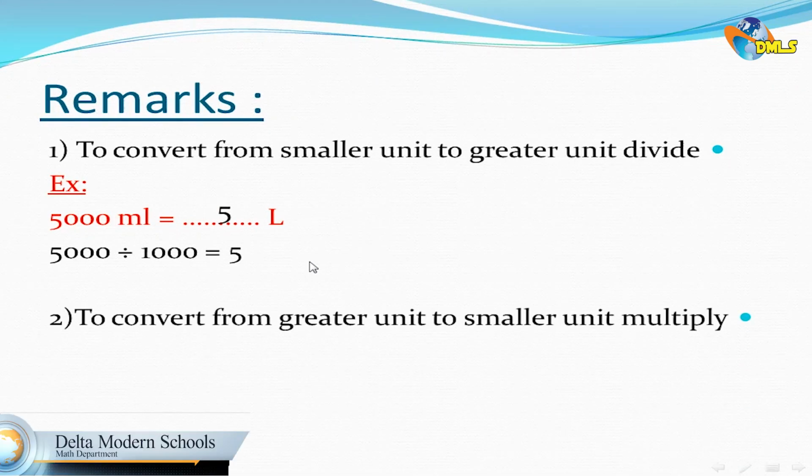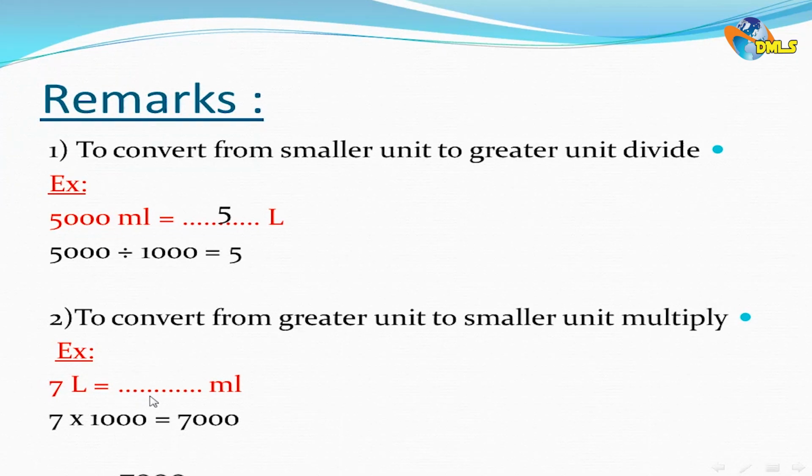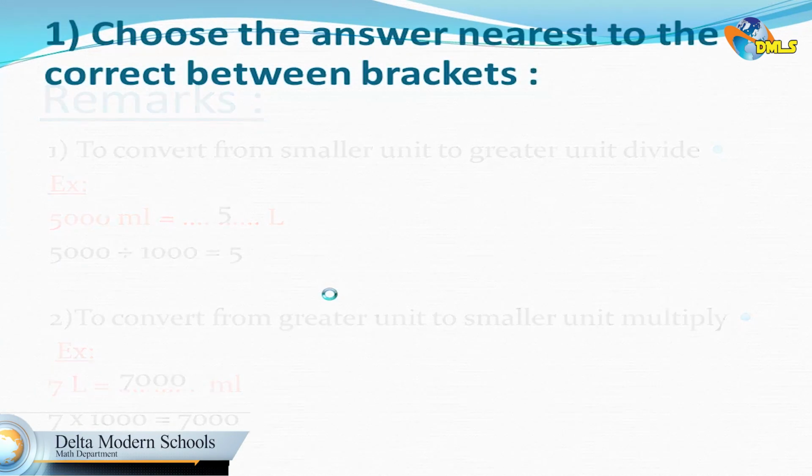Remark number 2. To convert from a greater unit to a smaller unit, you have to multiply. So for example, here I have 7 liters and I want to convert it to milliliters. To convert from a greater unit to a smaller unit, you have to multiply. So you will multiply 7 by 1,000 and the result is 7,000. So 7 liters equal 7,000 milliliters. And this is our lesson. Let's go into the practice.